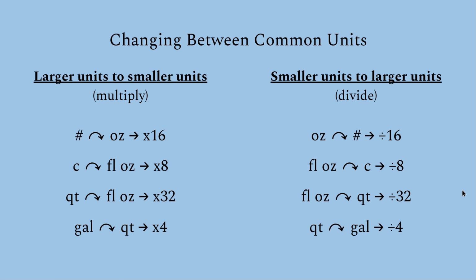Same thing, fluid ounces to cups, divide by 8. Fluid ounces to quarts, divide by 32 because there's 32 ounces in a quart. And if you go from quarts to gallons, you're dividing by 4. And these are just some examples. There are different units of measures to convert to. So again, once you get familiar with the equivalencies, dividing or multiplying, if you're going from larger to smaller or smaller to bigger, is going to become easier with that equivalency knowledge.